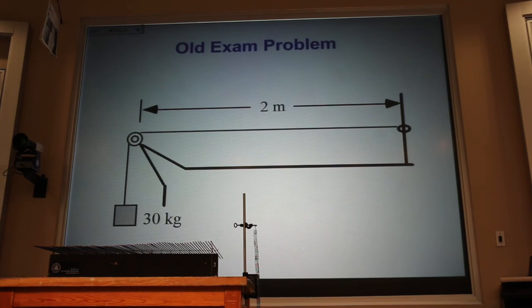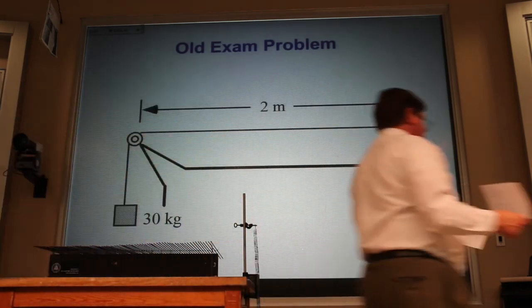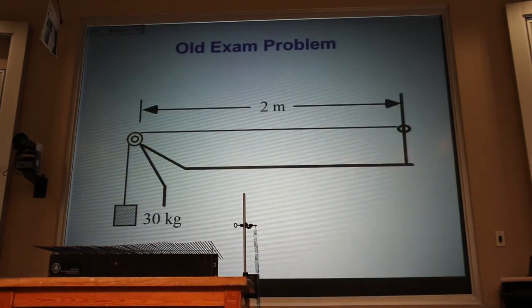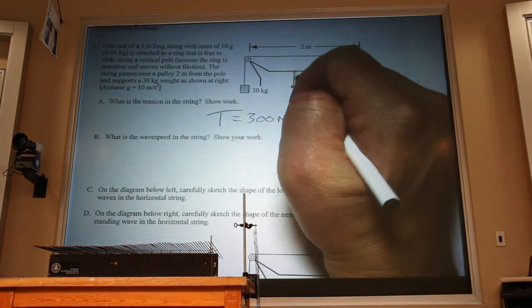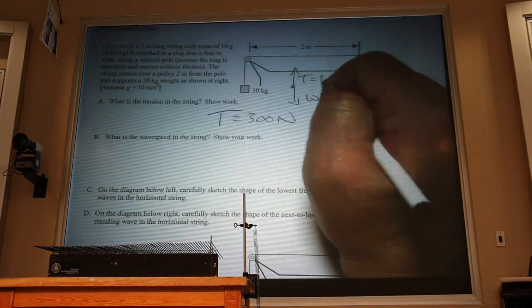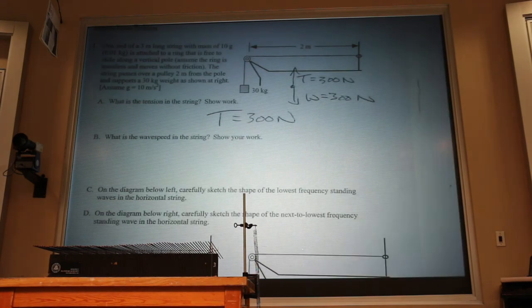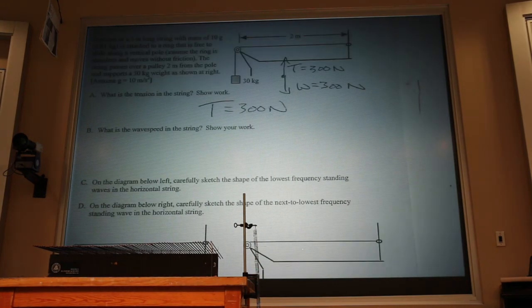Now, let's do this problem together. We've got 3 minutes. I'll do it quickly. We're asked to find the tension in the string. Can you do that in your head? Yeah, that tension is going to be 300 newtons. And you get that from a free body diagram. The weight is 300 newtons, and the tension is going to equal the weight. Also 300 newtons.